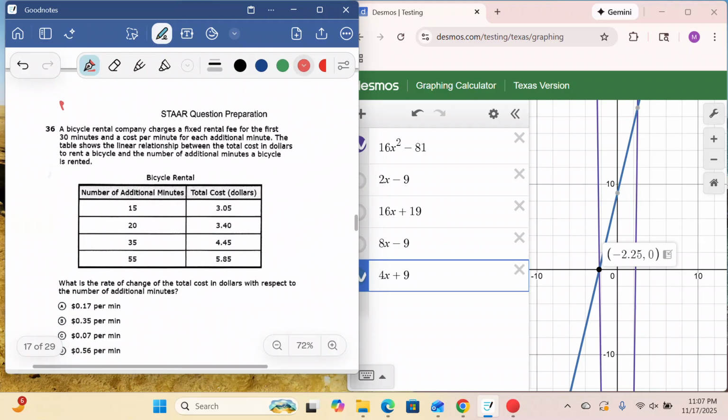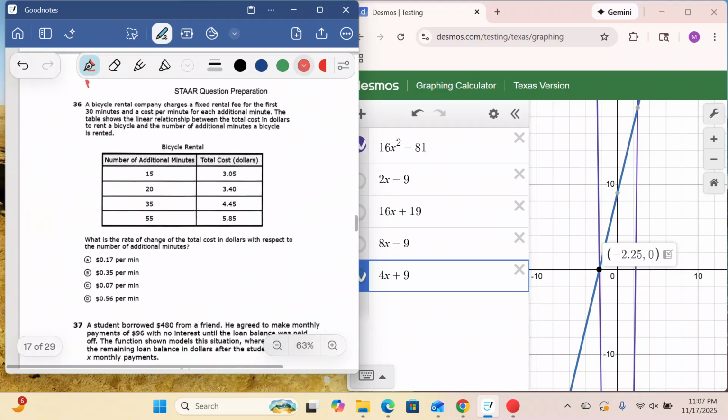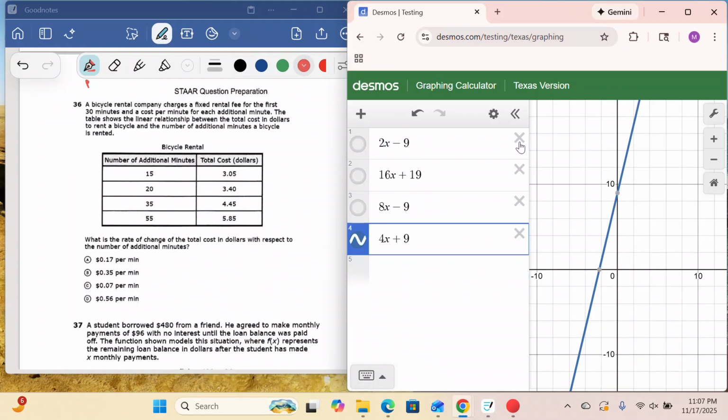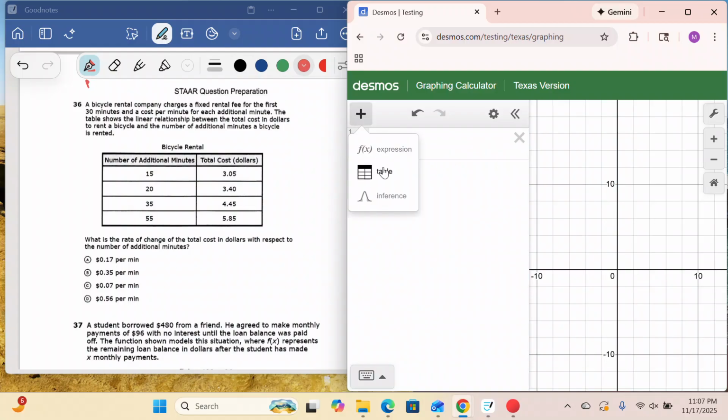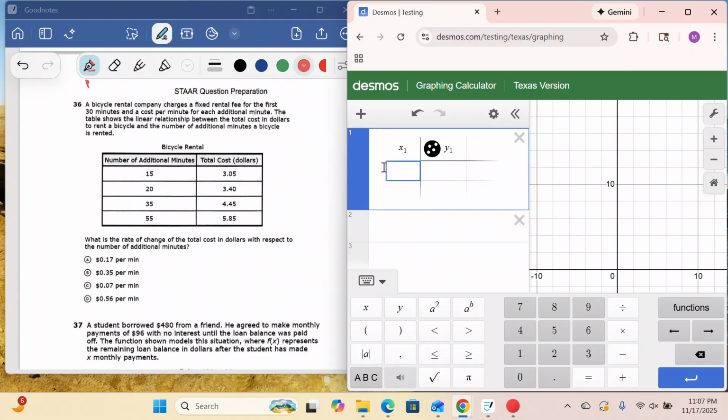The next one we're going to do is number 36. So while I take my time to delete Desmos, you can go ahead and try it out. I'm looking for the rate of change given this table. So once again, all you're going to do is input this into Desmos and let Desmos do the work for you. So let me go ahead and get to my table. And remember, my table is right here. And all I'm going to do is input this. Number of minutes is X. And my cost is Y.